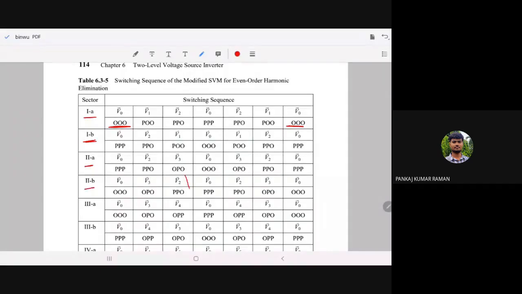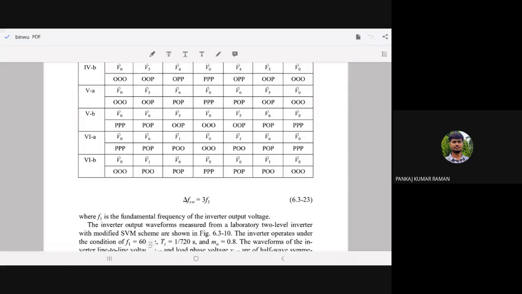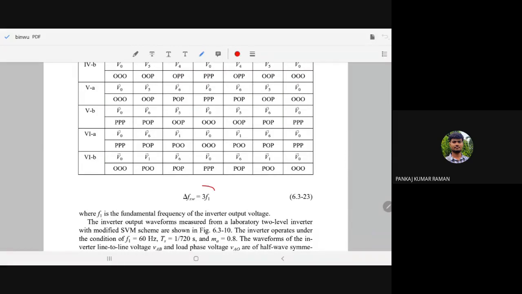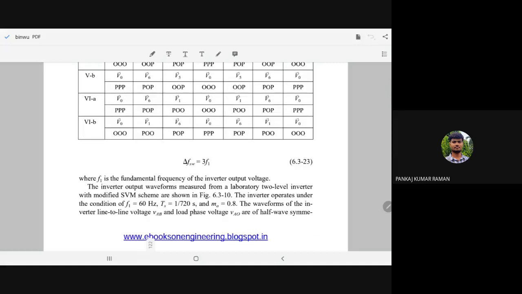So it is starting from 0, 0, 0, and it is starting here. This is ending at 0, 0, 0, and it's starting at PPP. Right. Okay. So this is what we implemented. So we had to complete this one for all the sectors up to sector 6B. So this is the extra switching, right? So this is the extra switching for this.